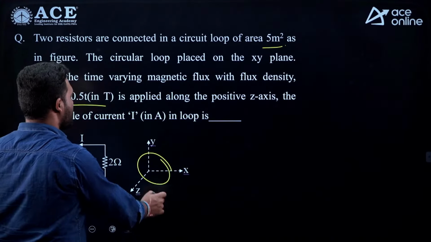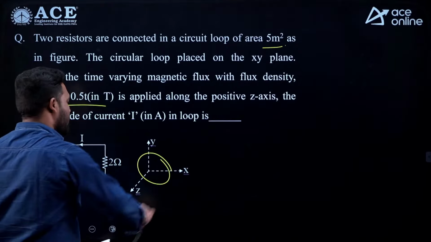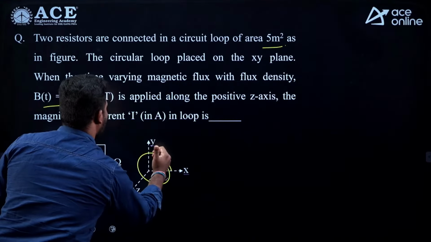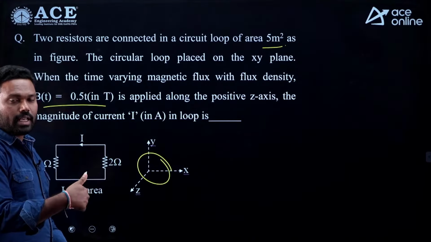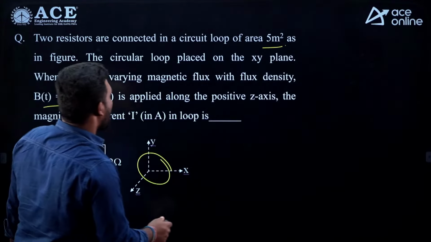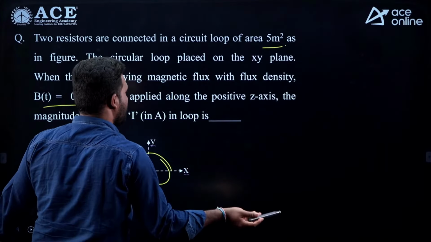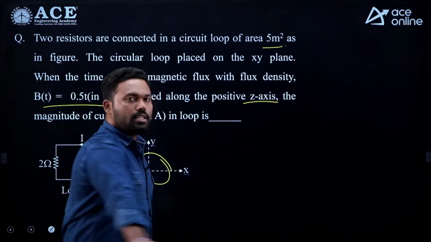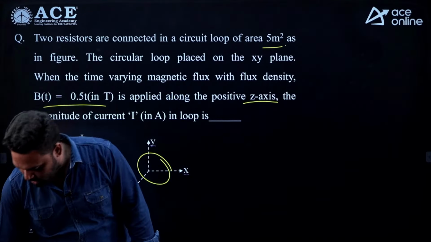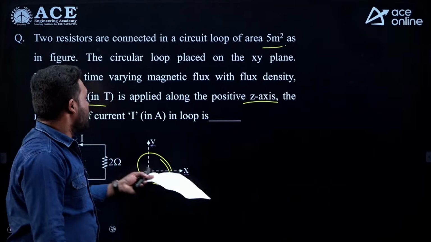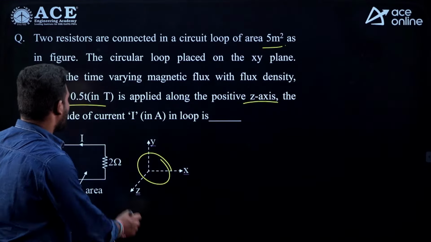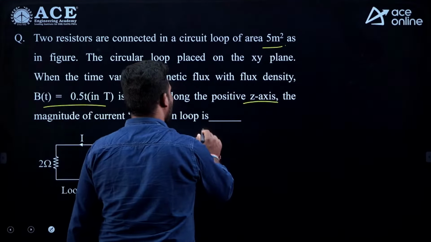It is applied. Obviously if the loop is placed in the xy plane, you can put your thumb in the direction of the current flow, and your fingers will show the direction of the magnetic field in the z direction. Otherwise, it is also mentioned in the question that the field is acting in the positive z direction. Anyhow guys, you have got a magnetic field and it is asking how much current is flowing in the loop. First you can make use of Faraday's law.